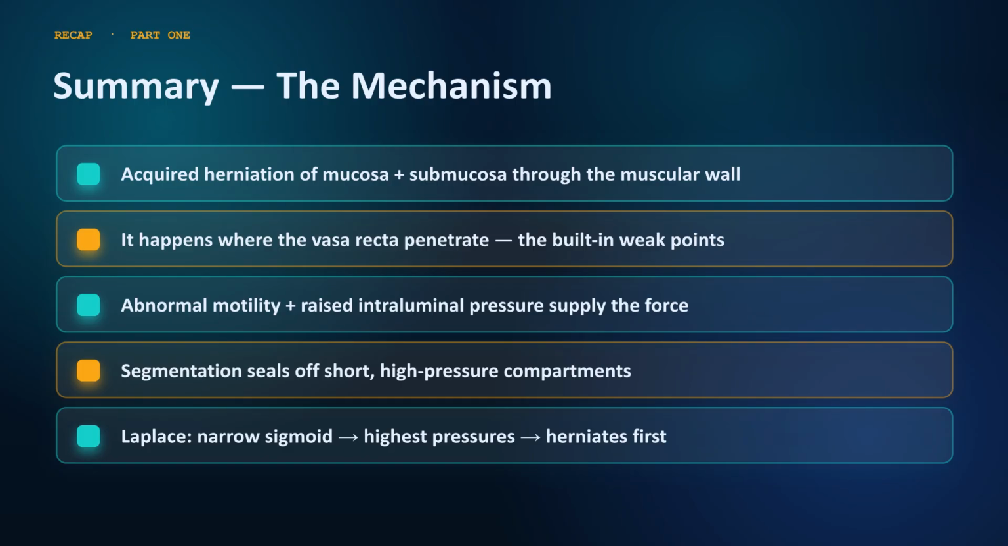Let us recap the mechanism. A colonic diverticulum is an acquired herniation of mucosa and submucosa through the muscular wall of the colon. It occurs where the vasa recta penetrate that muscle, because those vascular crossings are the built-in weak points. Abnormal motility and raised intraluminal pressure supply the force. Segmentation seals the lumen into short, closed compartments. And by the law of Laplace, the narrow sigmoid converts each contraction into the highest pressures anywhere in the colon. That is why the sigmoid is nearly always the site, and the muscle never comes along, which is why the pouch is thin. Weak point plus pressure equals pouch. That is the one sentence to keep.